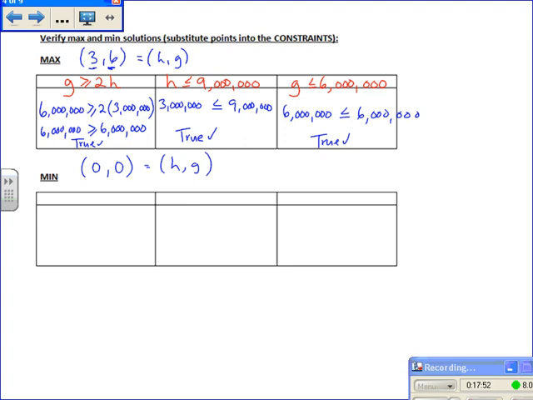Okay, and so the point 3, 6, or 3 million liters of heating oil and 6 million liters of gas gives me my maximum revenue, and I know that my solution is acceptable because it meets all the constraints. Okay, and we would do the exact same thing down below if we wanted to verify our minimum solution, our 0, 0, with all of our constraints.